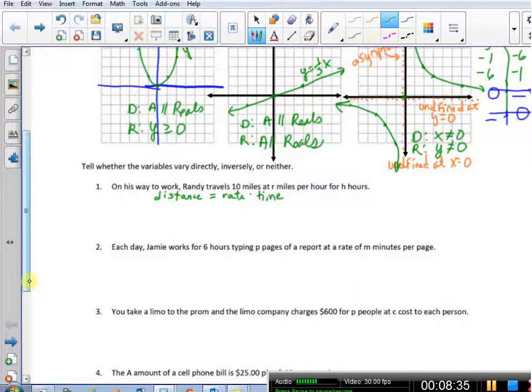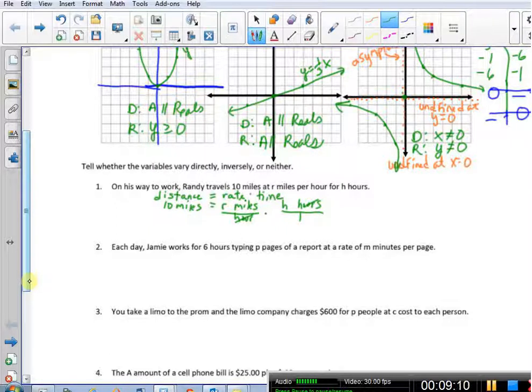And I've got Randy travels 10 miles. So I put my units. And my rate is miles per hour, so it's going to be r miles per hour times the time, which is h hours. Now I know this is right because the units hours cancel, and I'm left with 10 miles equals r miles times h.